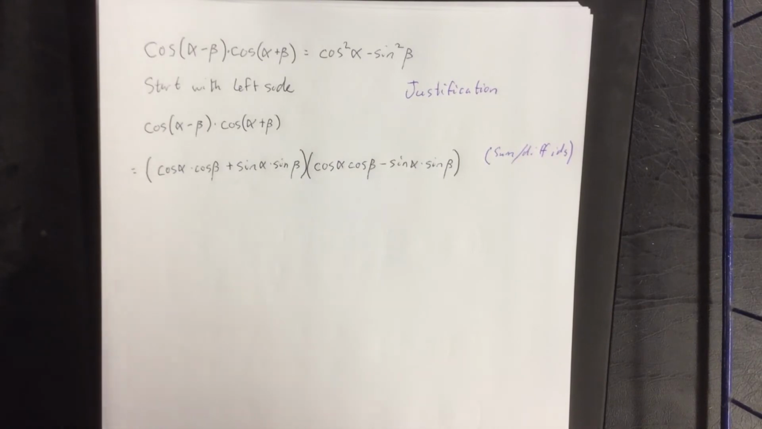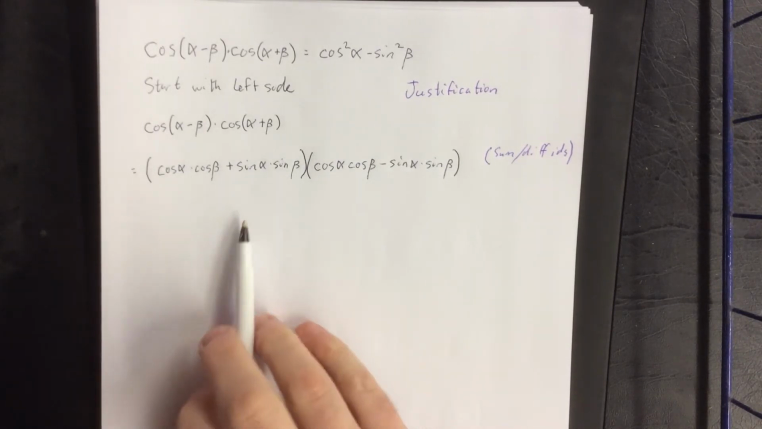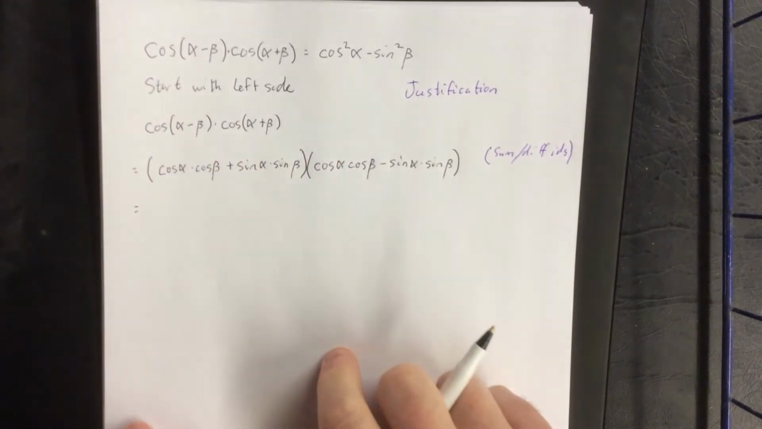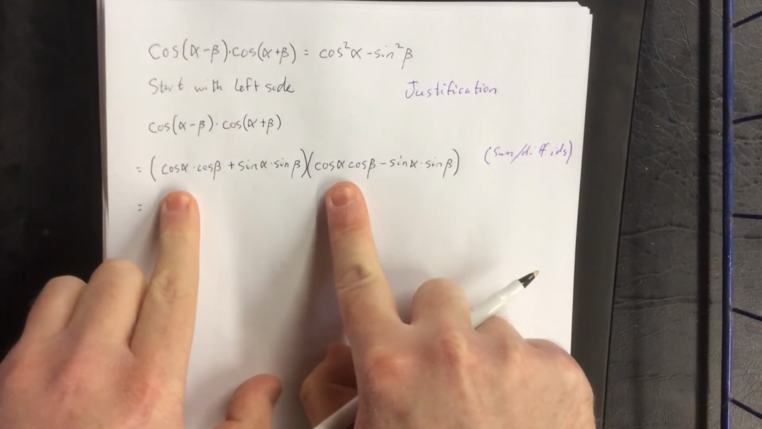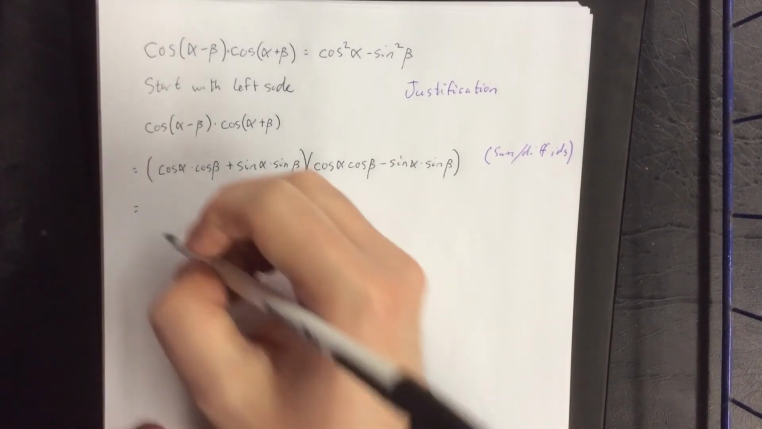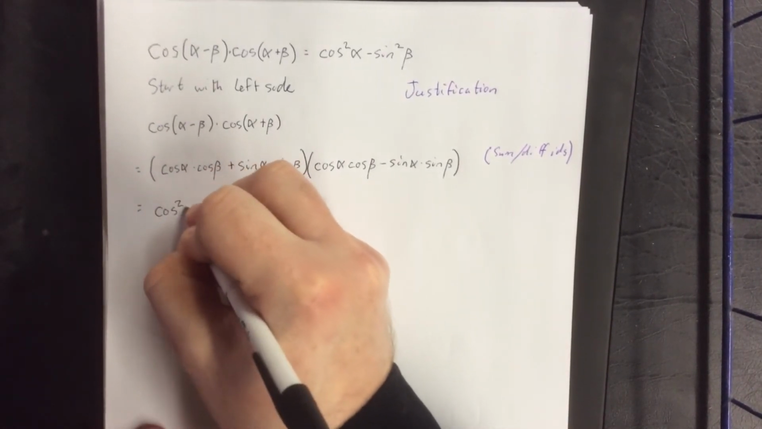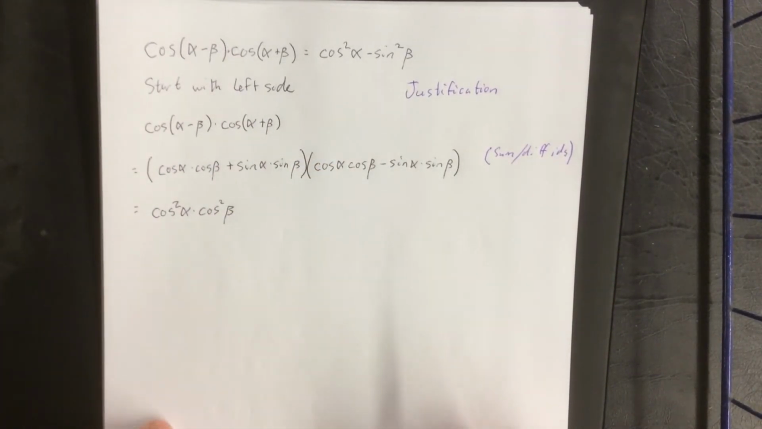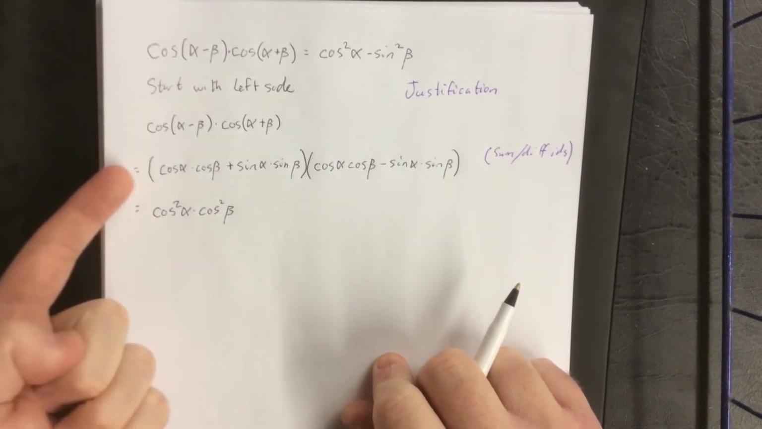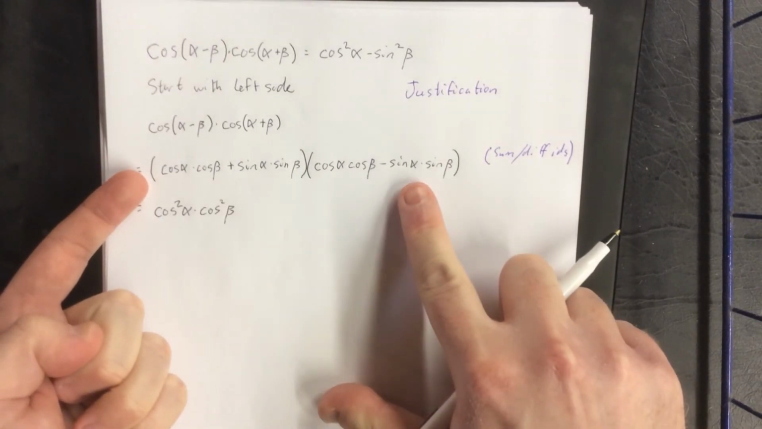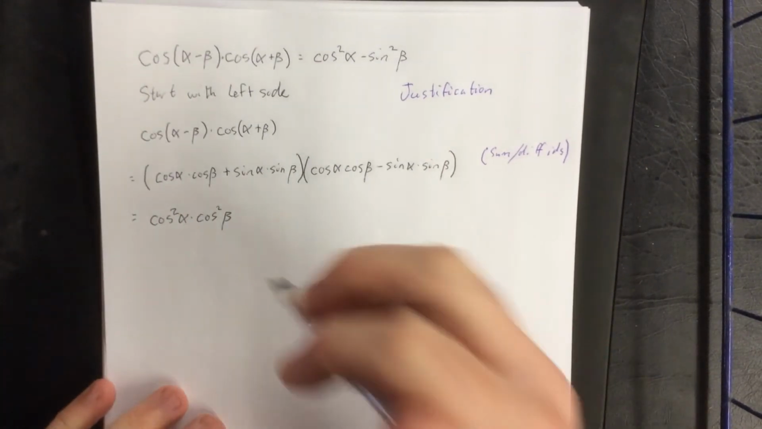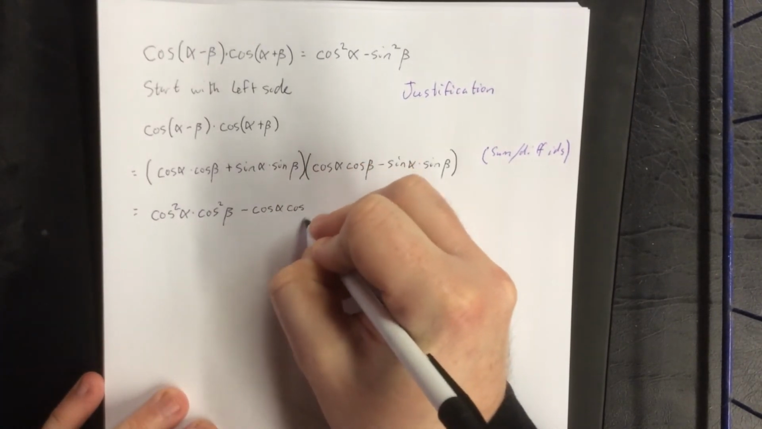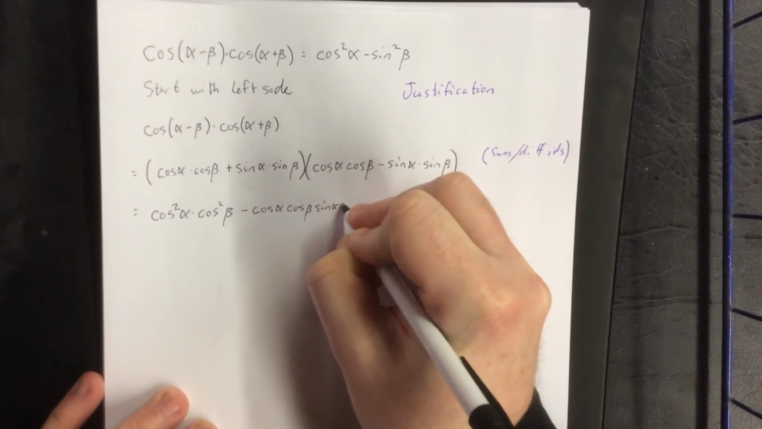At this point, we are going to participate in my second favorite four-letter F word. We are going to FOIL these two guys together. So first will be cosine alpha, cosine beta times cosine alpha, cosine beta. That will be simply cosine squared alpha times cosine squared beta. For the outer term, we are going to have cosine alpha, cosine beta times negative sine alpha, sine beta. That is going to be negative cosine alpha, cosine beta, sine alpha, sine beta.